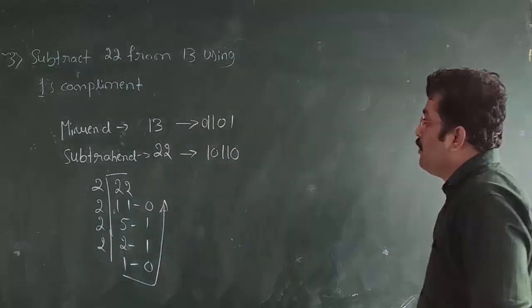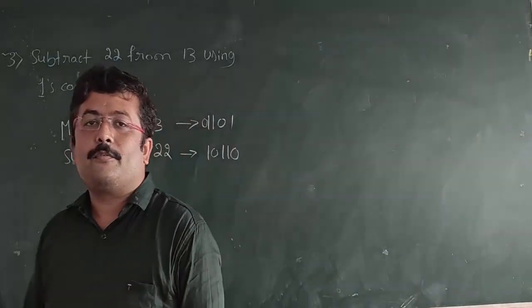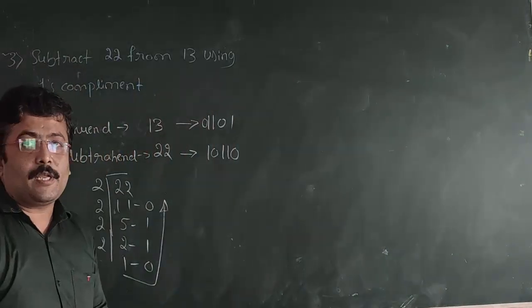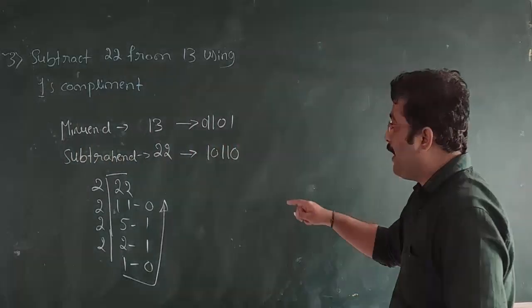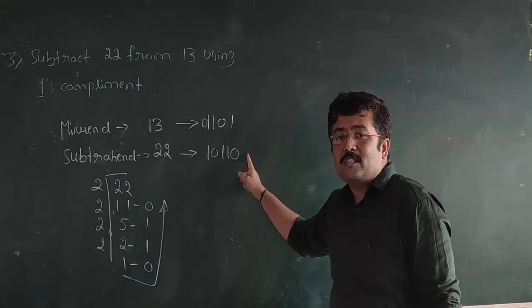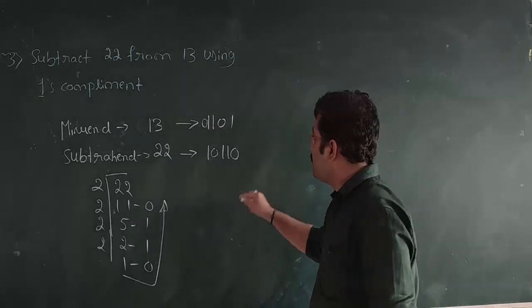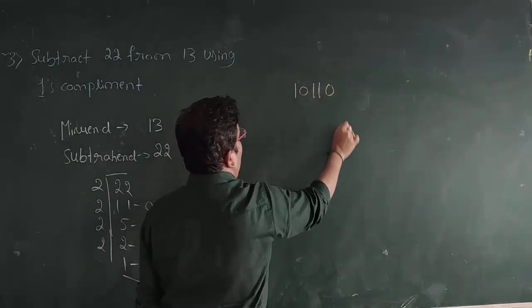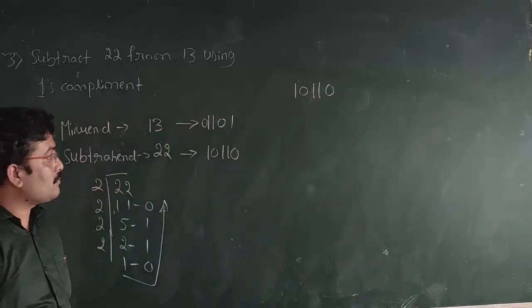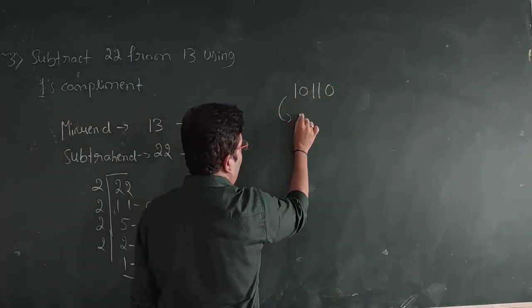So the first step for solving subtraction for case 2 is to find the 1's complement of the subtrahend. So the subtrahend value is 1000. So the 1's complement of this.